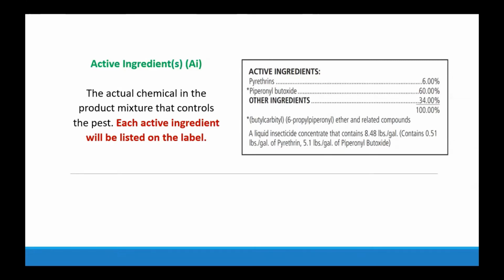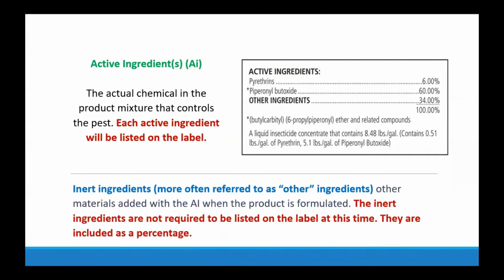Some products contain more than one active ingredient. For example, the product label on the slide shows this product contains pyrethrins and piperonyl butoxide. They're all listed on separate lines under active ingredients, and the percentage of each is listed too. The inert or other ingredients are only required to be listed by their percentage. You don't see a list of names under the other ingredients. In some products, the other ingredient could simply be water.